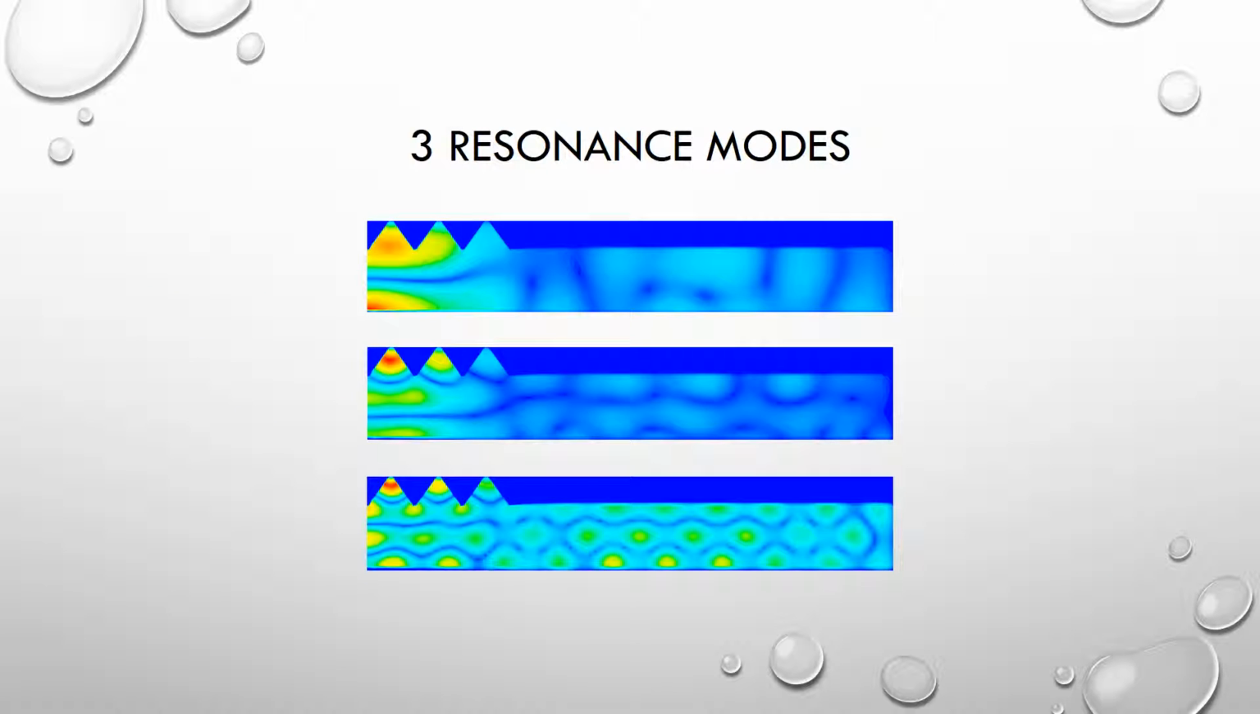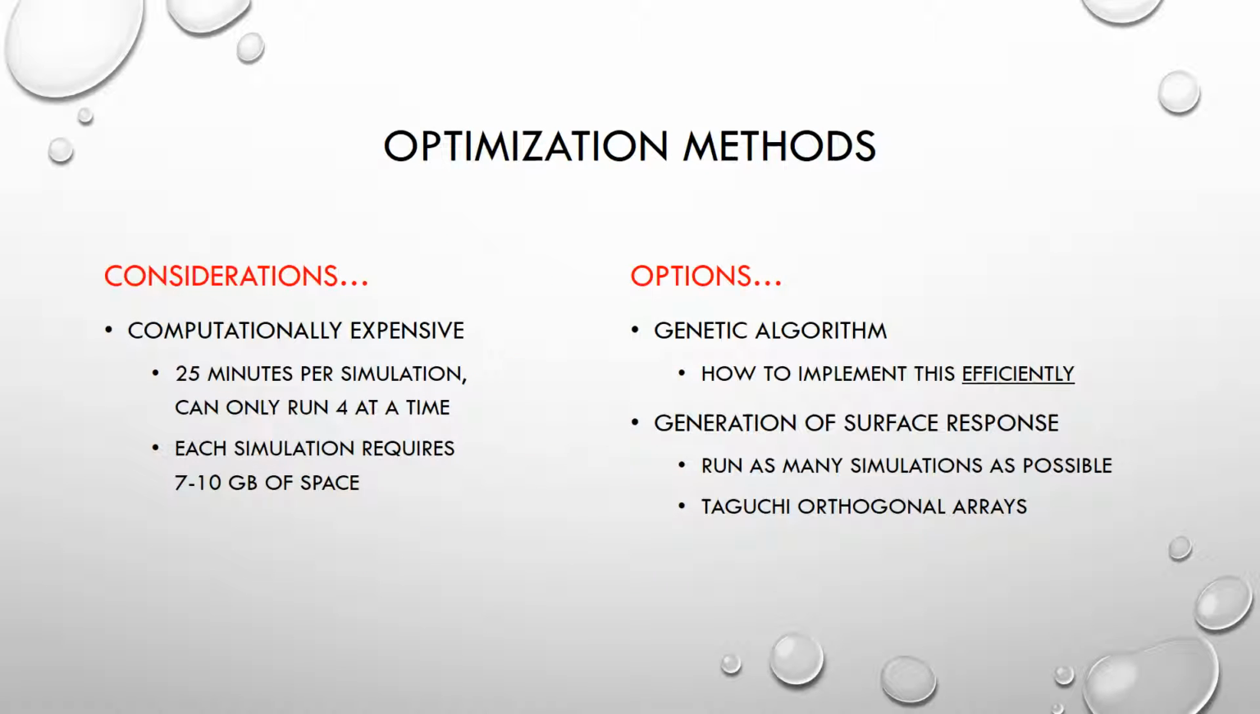And so these are the 3 resonance modes. The first at the top is a half wavelength resonance. The red is a high pressure amplitude, and the blue is 0 pressure amplitude. The second photo is 1 full wavelength, and the third photo is the 3/2 wavelength. So these are the 3 resonance modes. The first resonance mode at the top occurs at the lowest frequency, and the bottom occurs at the highest.